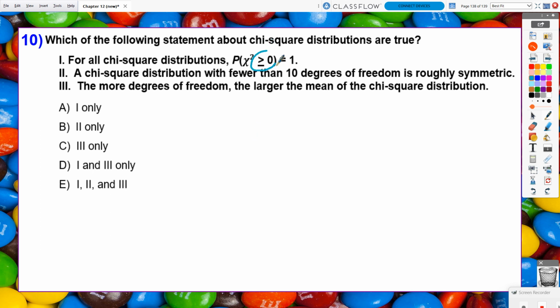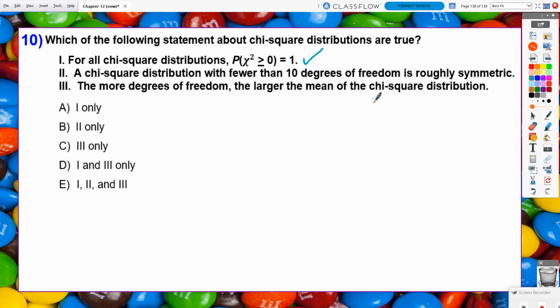So for them to say, what is the probability that we would find chi-square values that are greater than or equal to 0? Well, that would be all the time, because again, there are no negative chi-square test statistics. So for that probability to equal 1, that would be absolutely true. So 1 is a good statement.